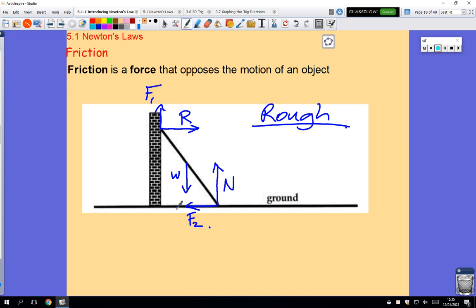Okay, that's it. So get your head around those forces, make sure you understand those new terminologies, normal reaction, friction, and drag. We'll be talking about some of those things in our next lesson.